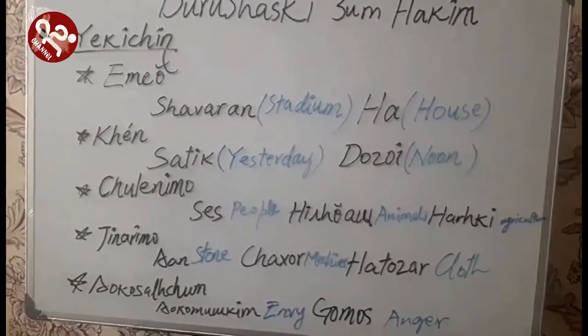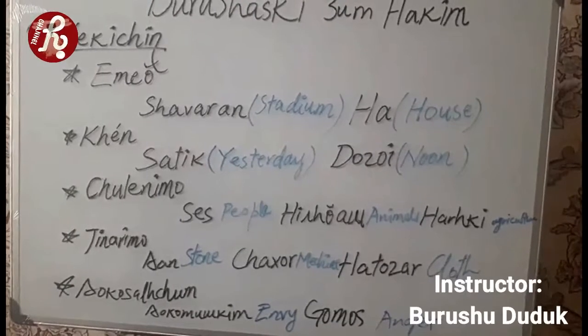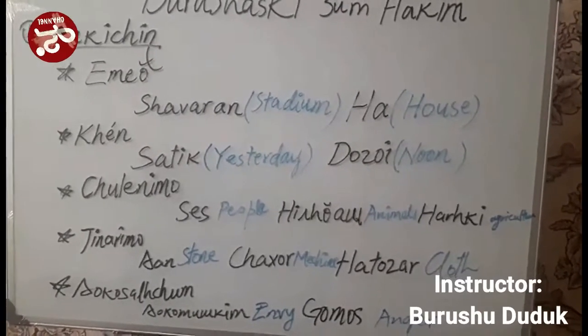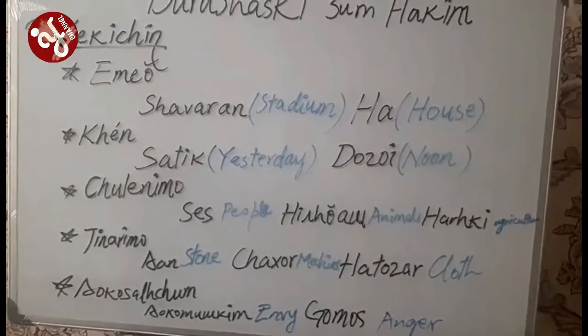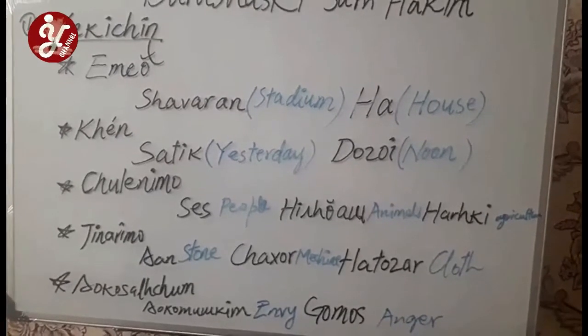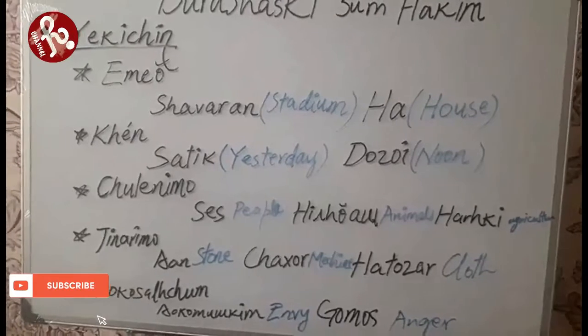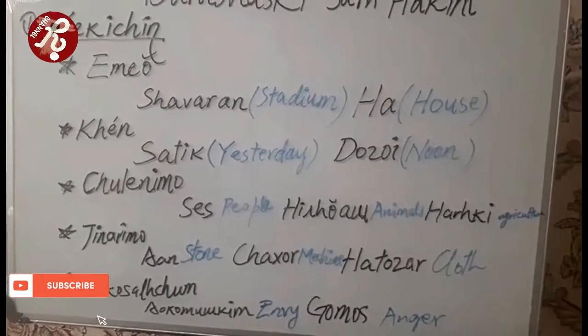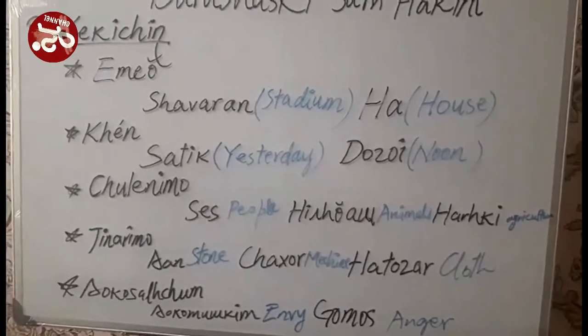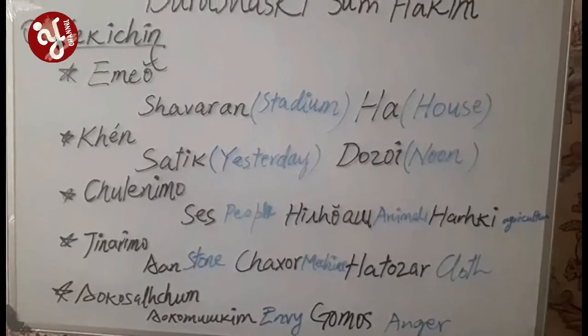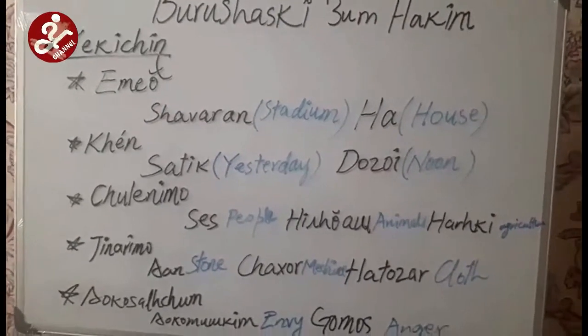And second is Ken, time. Ken means time. In time, the examples are Satik, means yesterday. Satik is the name of yesterday. And Dogoy means name of the noon, that means the midday. Okay. After that, Chulenimo means the living beings, the names related to life.